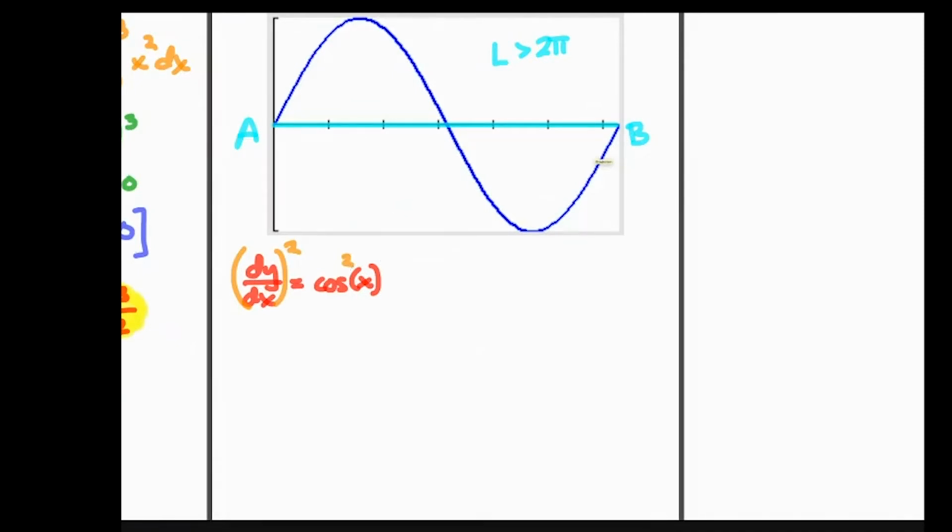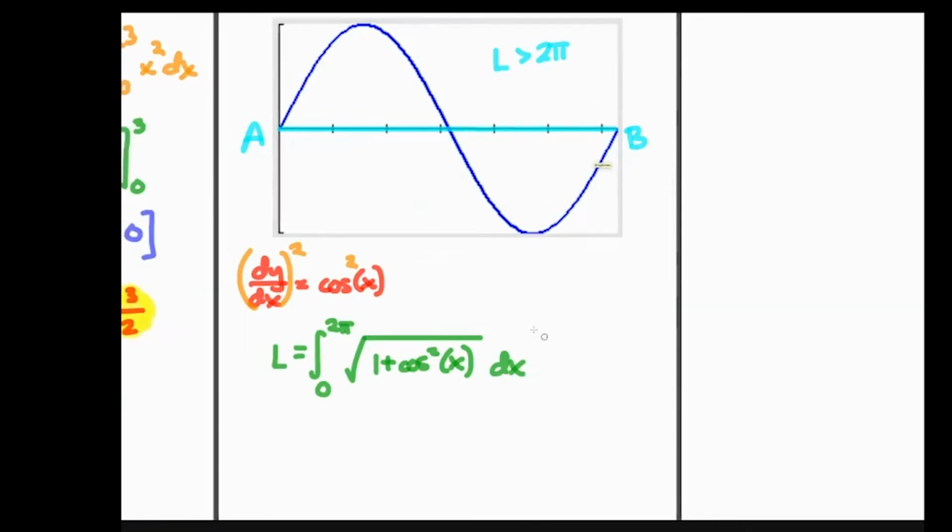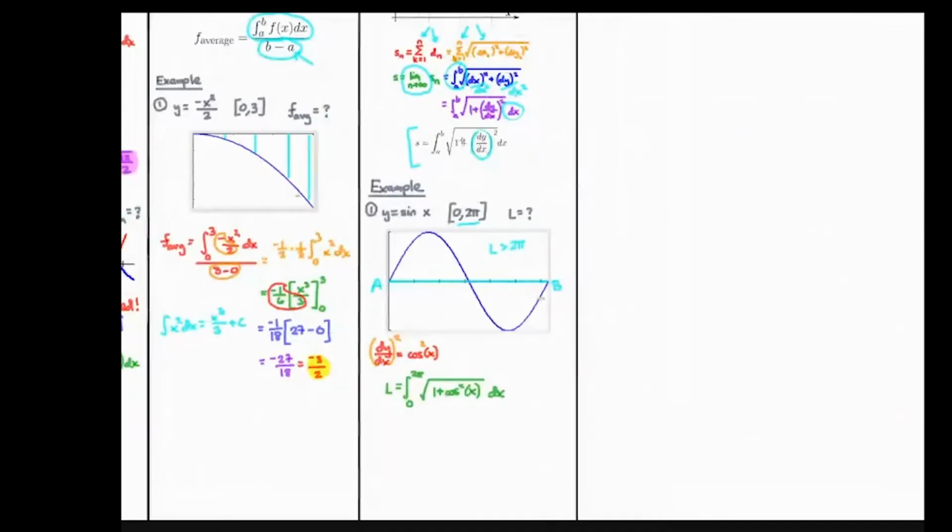So the arc length is going from 0 to 2 pi, and we're doing the square root of 1 plus cosine squared x with respect to x. I'm just using the formula for this up here. I did my derivative and squared it, so I'm putting it in there.